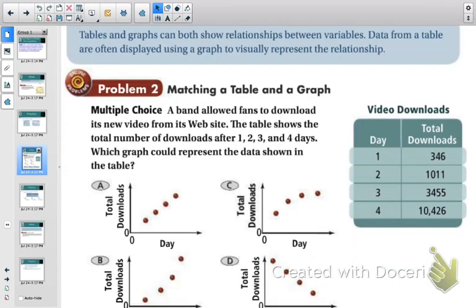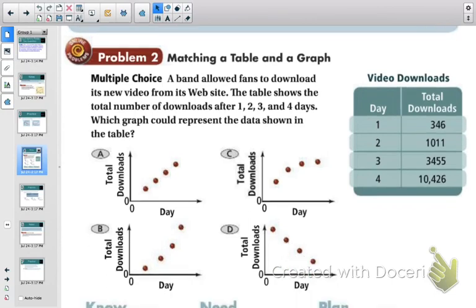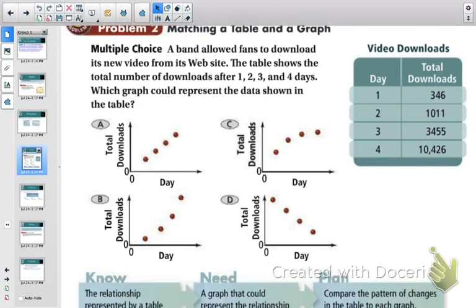Alright, so now we have this table. It says, a band allowed fans to download its new video from its website. I'm not sure why the W is capitalized there, but it is, so interesting. The table shows the total number of downloads after 1, 2, 3, and 4 days. Which graph could represent the data shown in the table? So in day 1, there were 346 downloads. Day 2, 1,011. Day 3, 3,455. And day 4, there were 10,426.